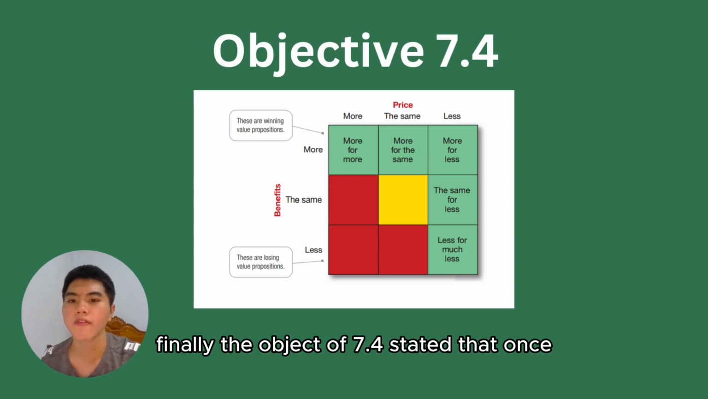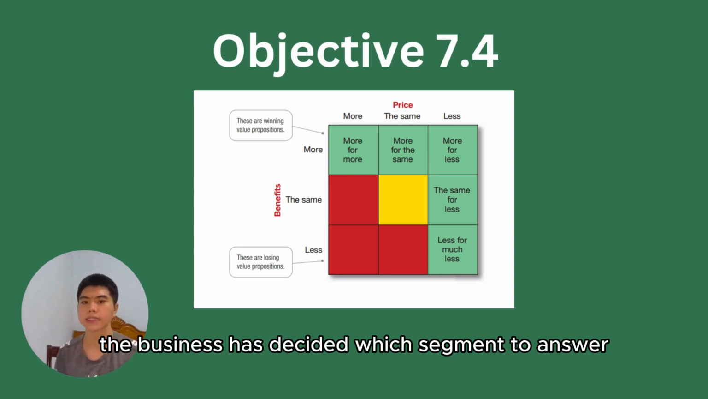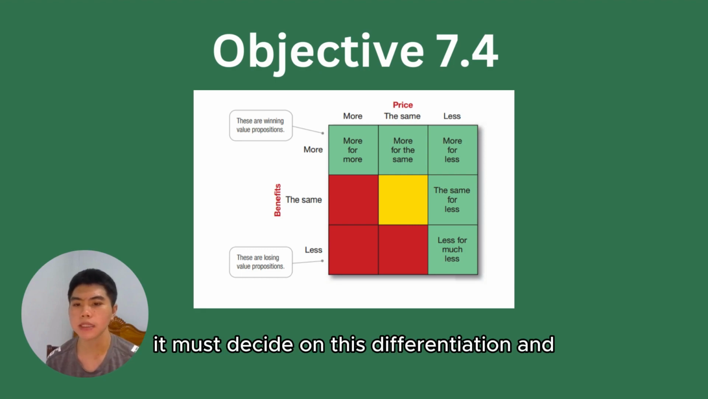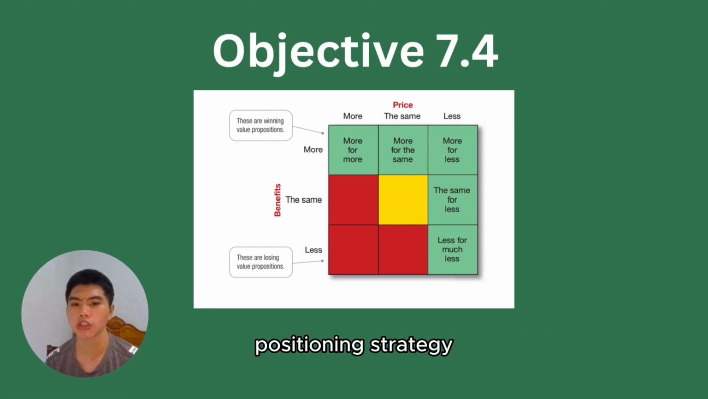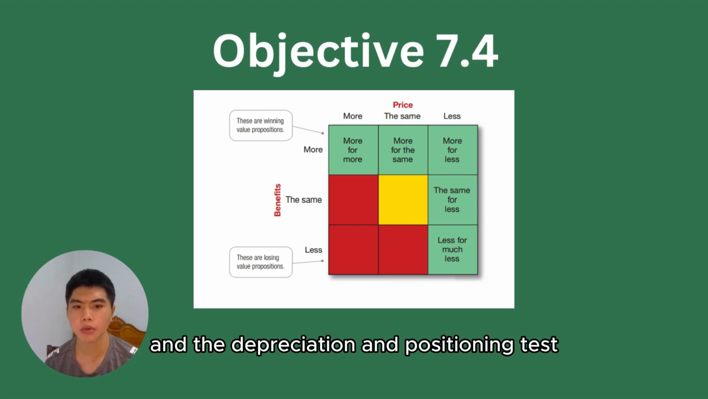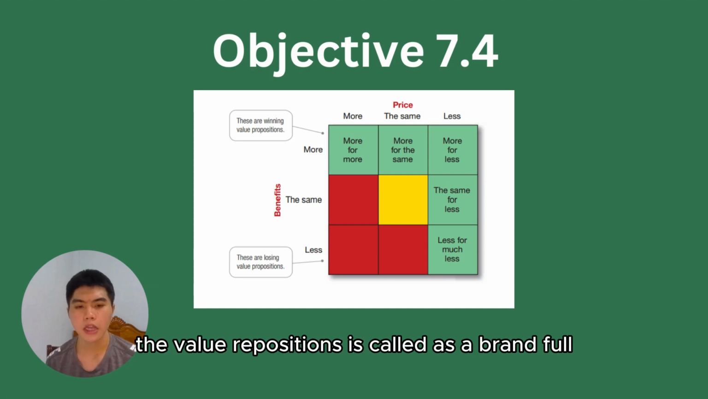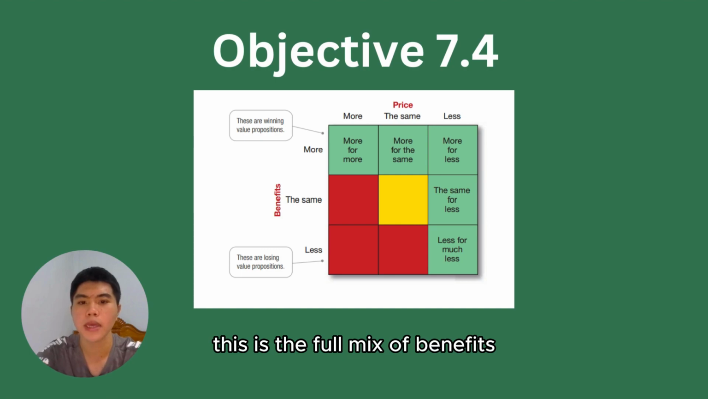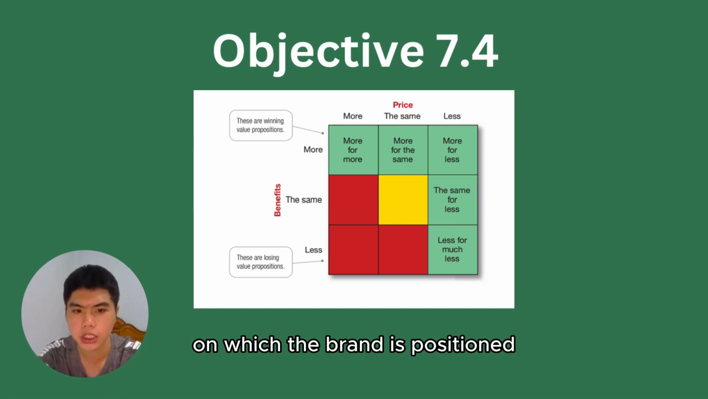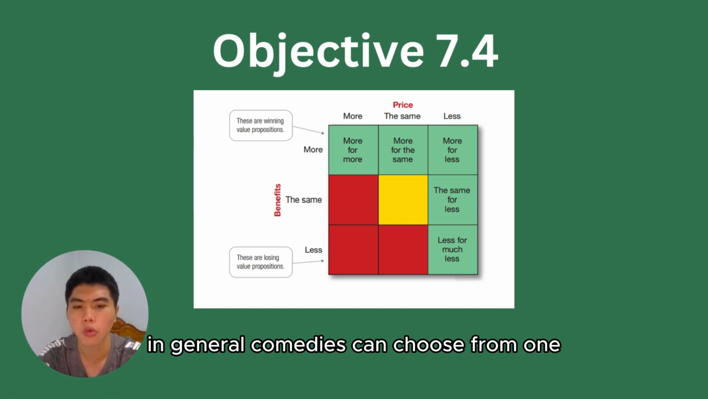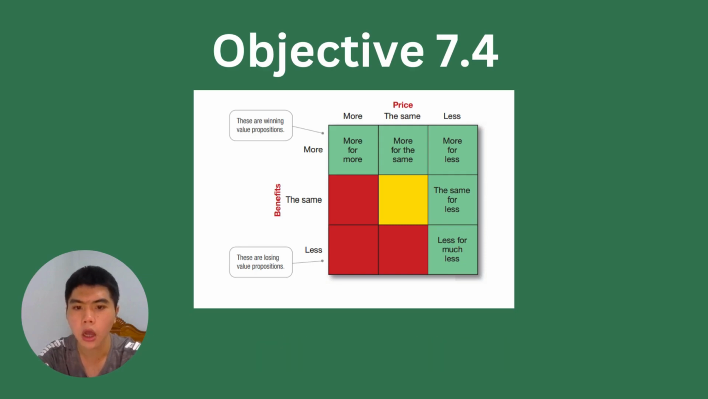Finally, Objective 7.4 stated that once a business has decided which segment to enter, it must decide on its differentiation and positioning strategy. The differentiation and positioning task consists of three steps in order to be finalized. The value proposition is called the brand's full positioning. This is the full mix of benefits on which the brand is positioned. In general, companies can choose from one of five winning value propositions on which to position their products: more for the same, the same for less, less for much less, or more for less.